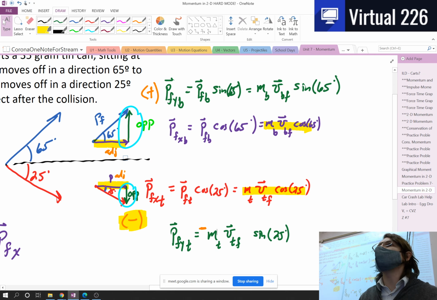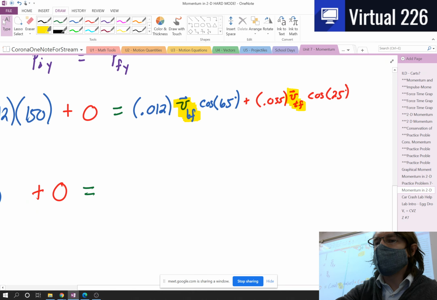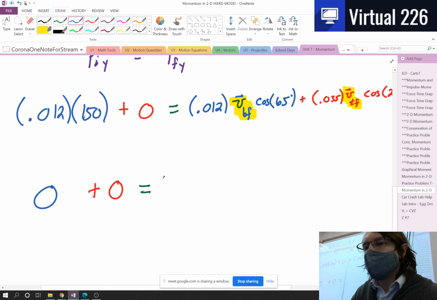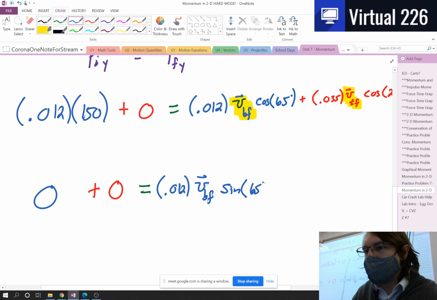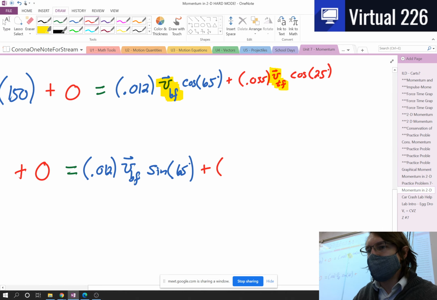So we used those triangles, we used our knowledge of SOHCAHTOA, which goes all the way back to Unit 4, so we're experts at SOHCAHTOA at this point. And we said, look, we have y components acting up and down, let's add them together and get something out of it. So if we put these quantities into our y equation, we have the mass of the bullet, 0.012, times the bullet's final velocity, multiplied by the sine of 65 degrees, plus, and then here comes our tin can, the mass of the tin can, 0.035, times the tin can final velocity, multiplied by the sine of 25 degrees.